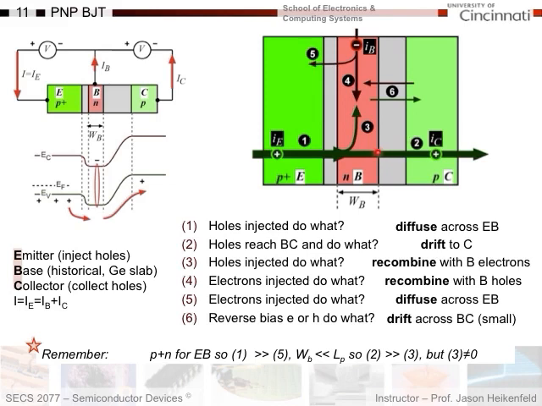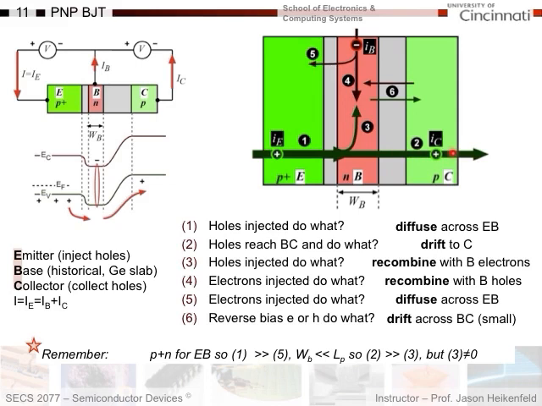2, the holes reach the base collector depletion region, which is electric field, right? And they do what? Well, we know that they will drift to the collector because this is a reverse bias diode and the current flow is dominated by drift. So they will drift to the collector.